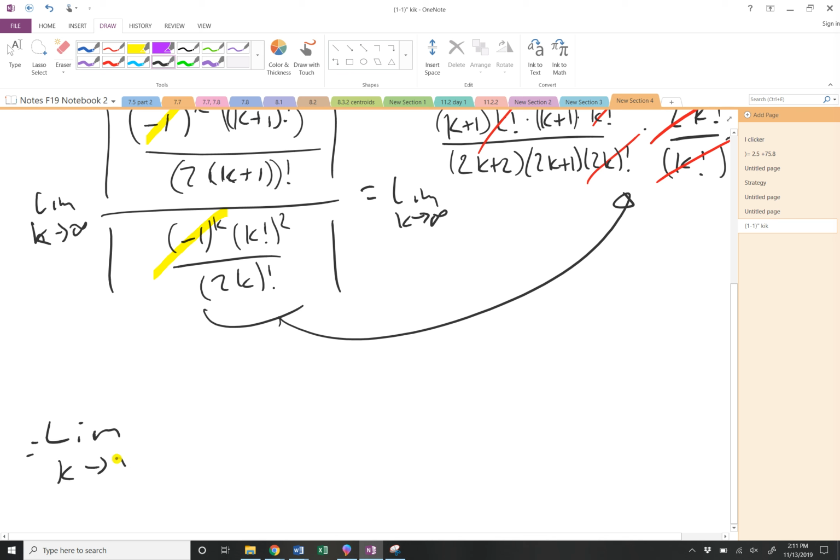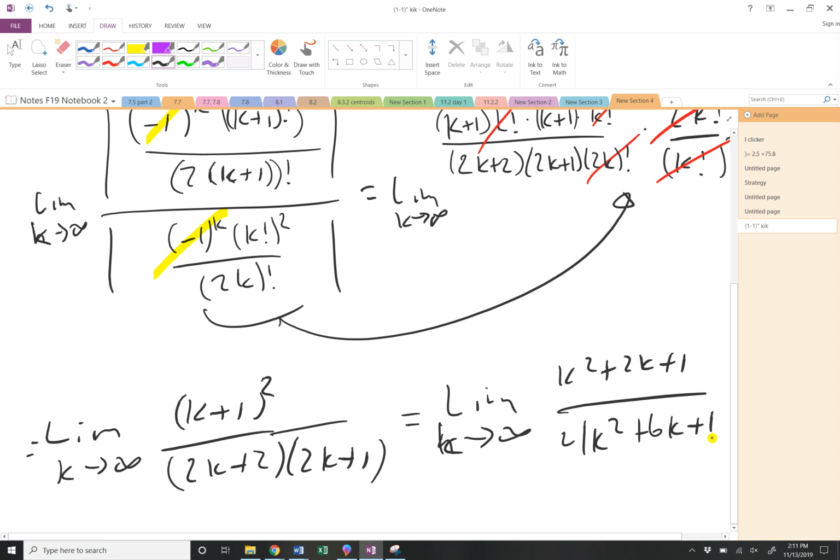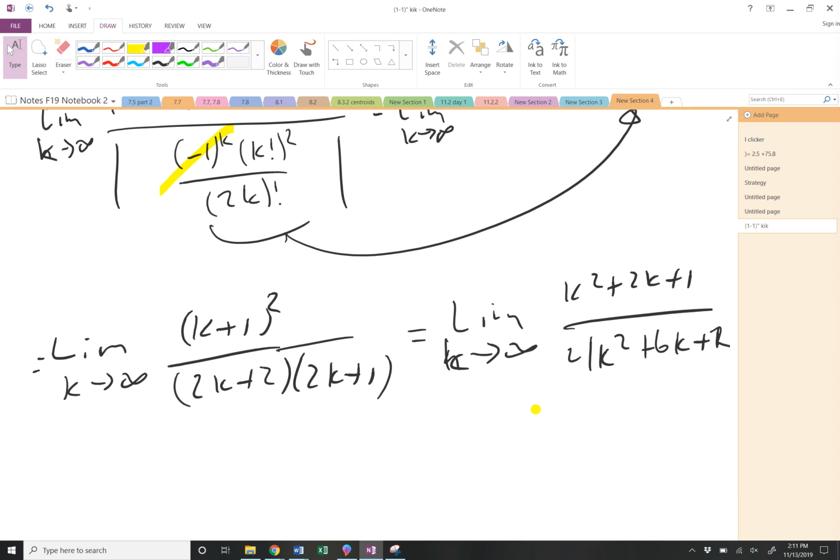The limit as k goes to infinity of (k plus 1) quantity squared over (2k plus 2) times (2k plus 1). And what happens with that one? Yep, you can do L'Hopital's rule. You can rewrite this: k squared plus 2k plus 1 over 4k squared plus 6k plus 2. So now you can divide by the highest power of k, and then you'll get 1/4, or you can do L'Hopital's rule twice, and you get 1/4. So either one of those, you get 1/4.